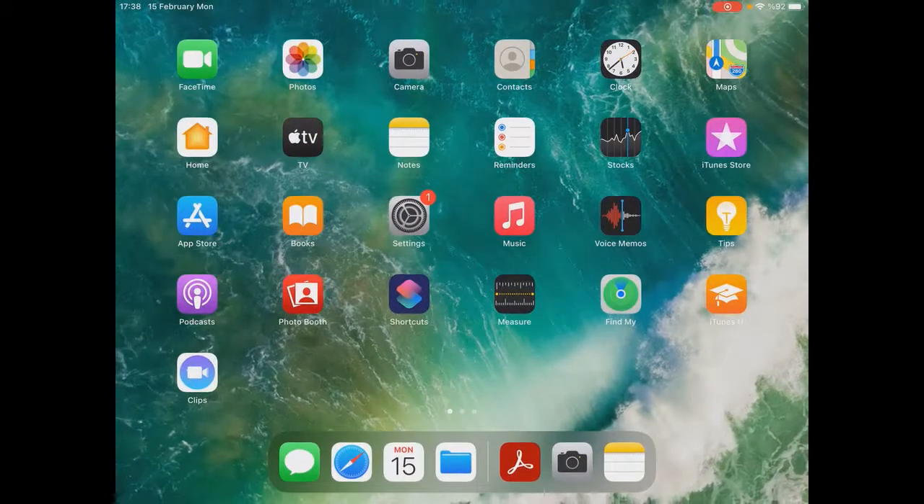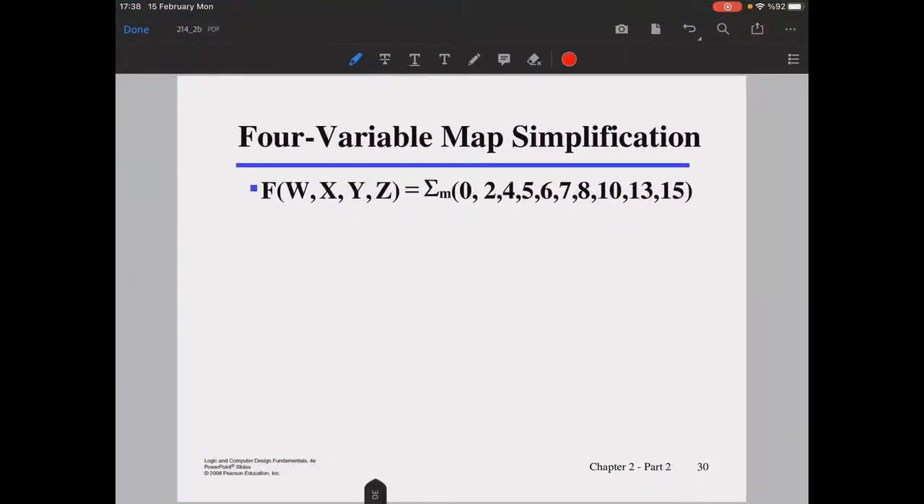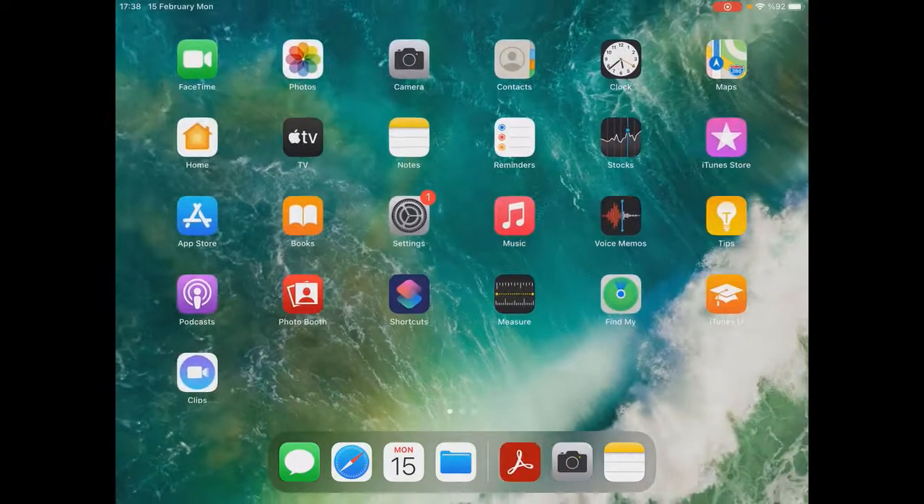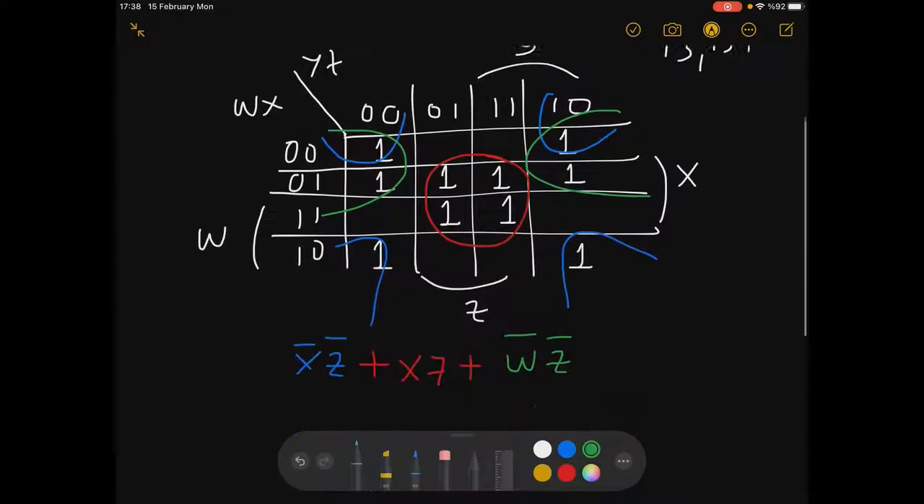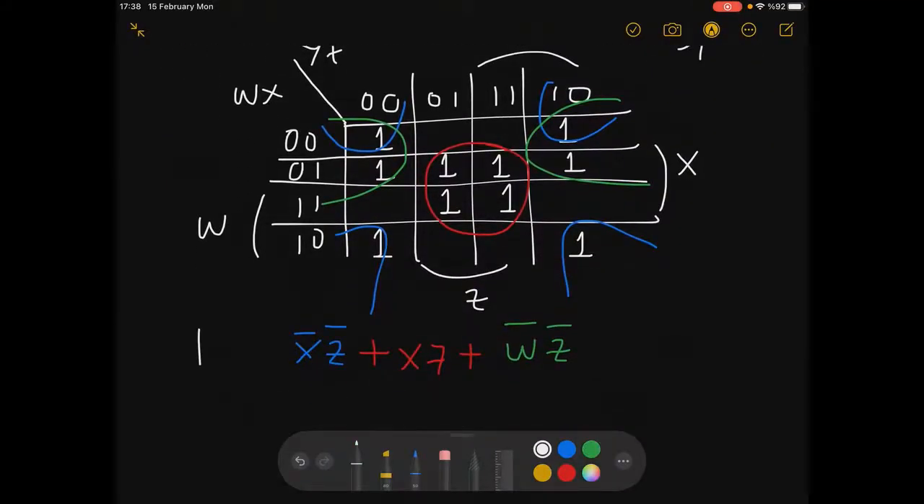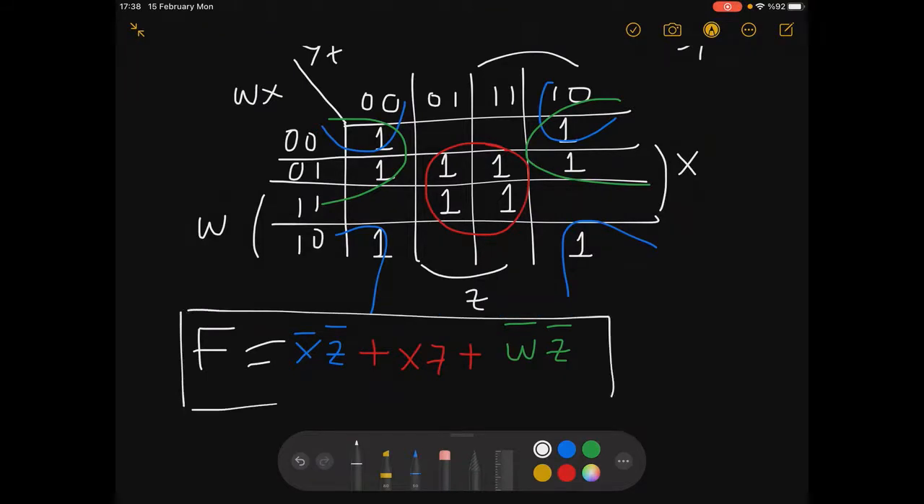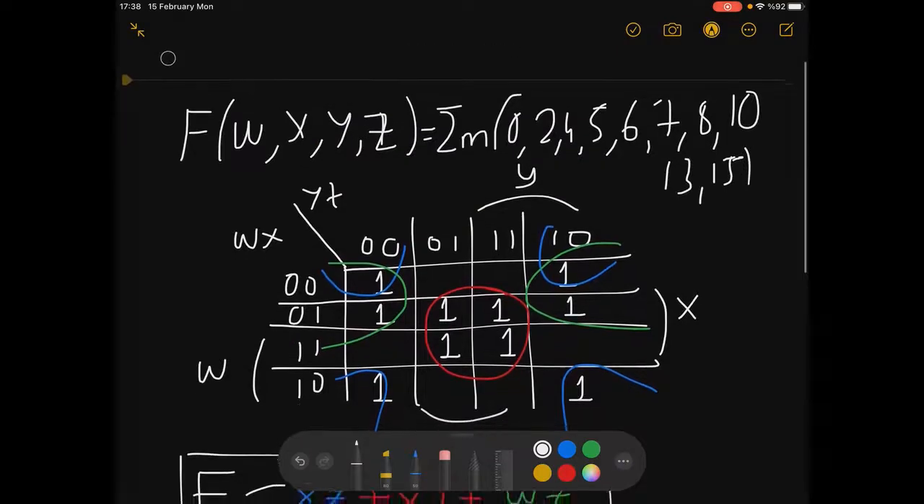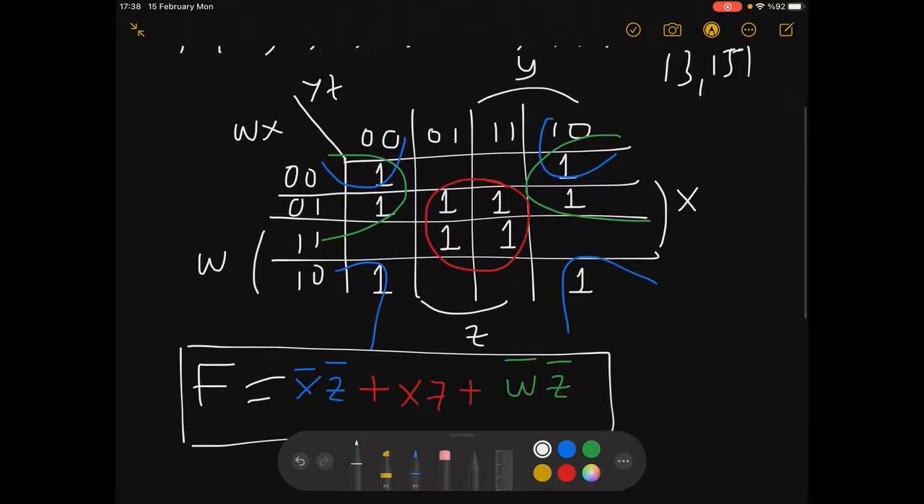Okay, let's take a look at this. Okay, so the resultant function, the simplified function, should be this one. That would be your answer. Hopefully, I solved it correctly. Hopefully.